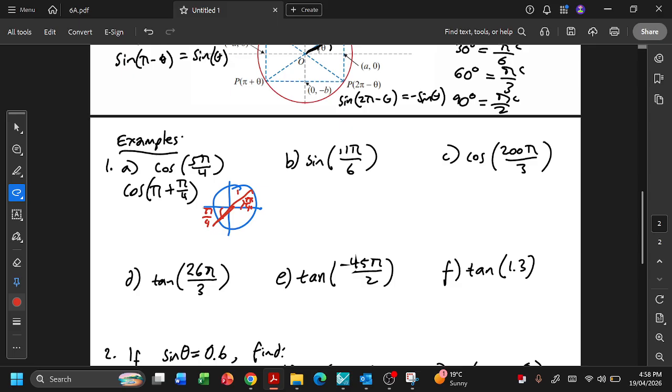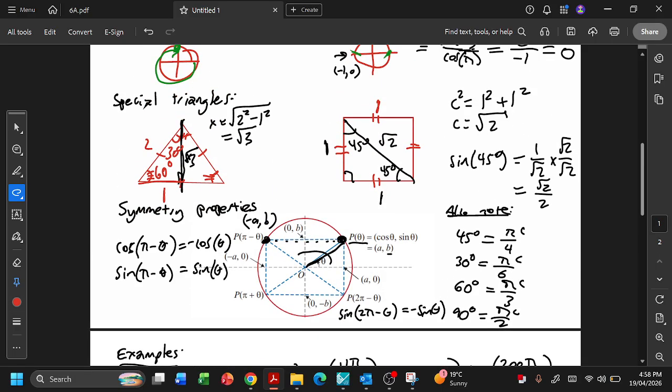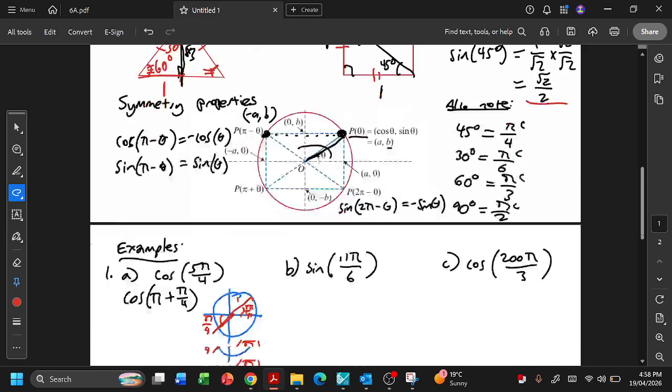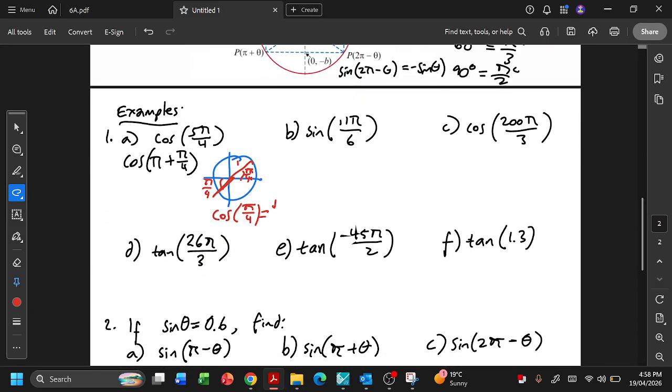So cos of pi on 4, cos of 45 degrees, is going to be equal to, let's think about this triangle up here, the adjacent side, so 1 over root 2. And like we said before, 1 over root 2, that's just the same as root 2 over 2. So this is root 2 over 2.